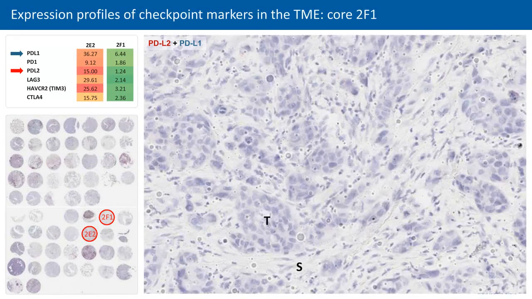The combination of the same checkpoint markers in this cold tissue core, with multiple tumor and stromal areas indicated, shows low to no expression for these targets.